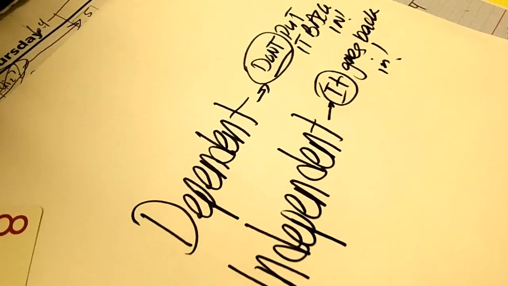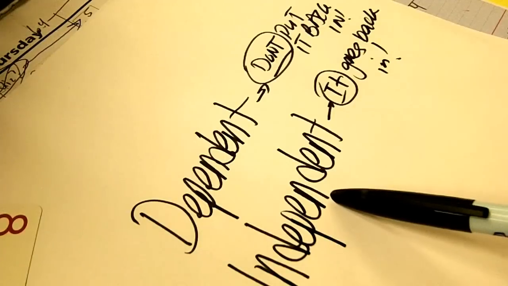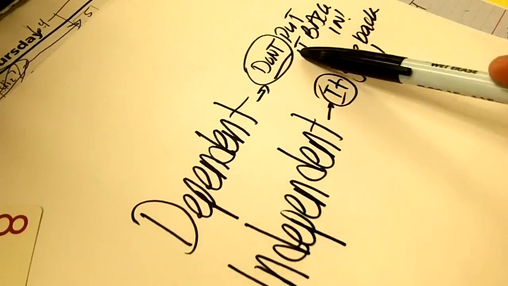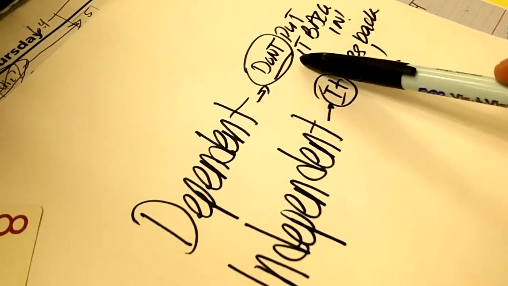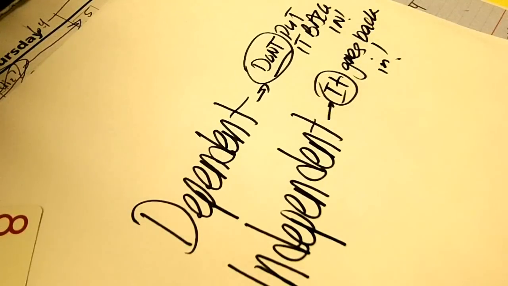So if we're talking about cards, the card goes back in, it turns into an independent event scenario because the numbers won't change. Dependent, if you don't put it back in, the numbers are going to change in the possible outcome and your numbers are going to change in your probability answer.